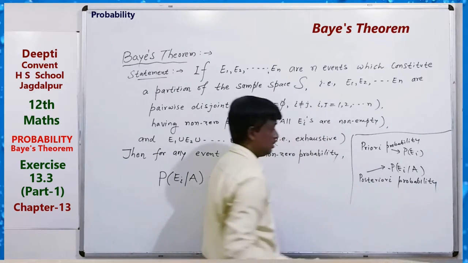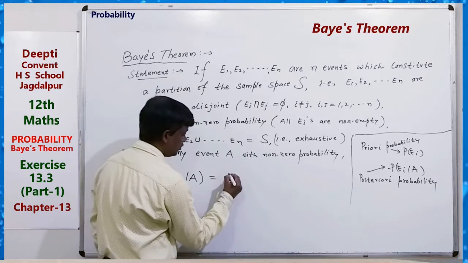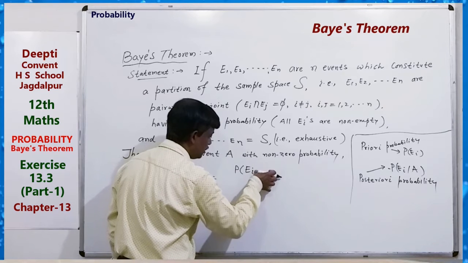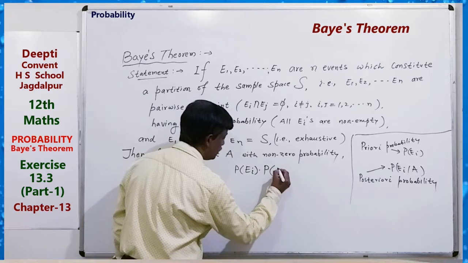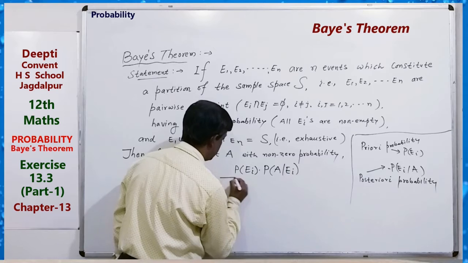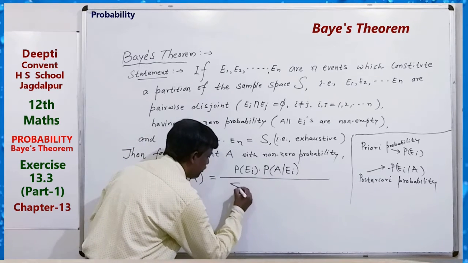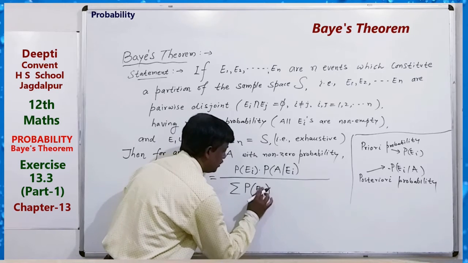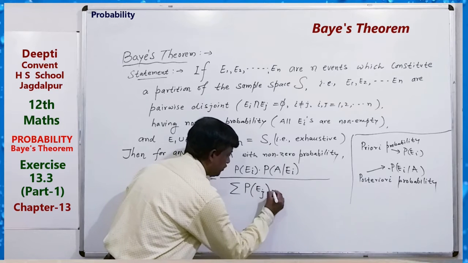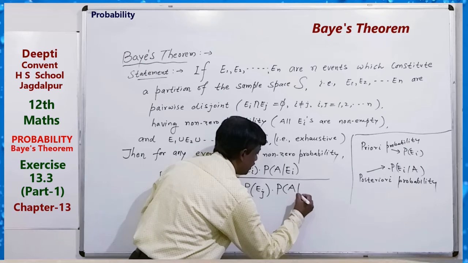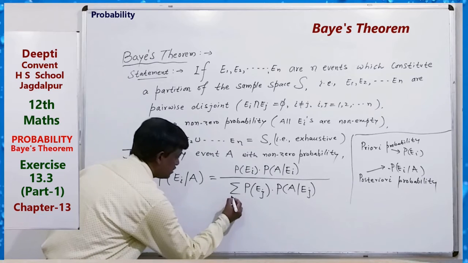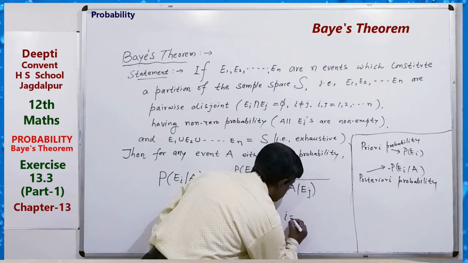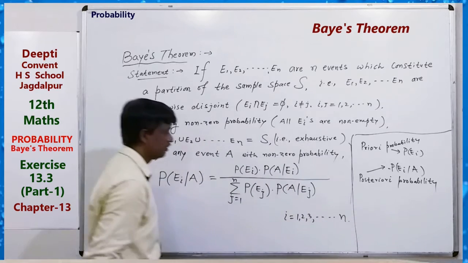So here in this theorem, the result is: P(Ei by A) equals P(Ei) into P(A by Ei) upon the sum of P(Ej) into P(A by Ej), where j equals 1 to n and i equals 1, 2, 3, ..., n. This is Bayes theorem.